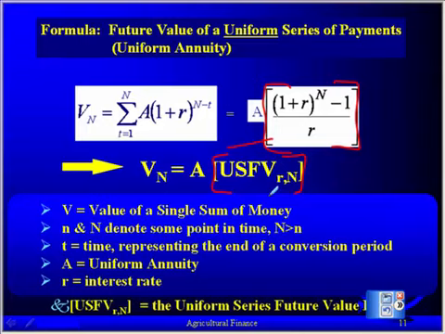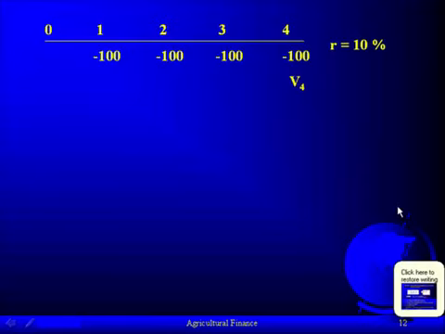But for those of you that want to remember or program this into your calculators, from now on I'm going to show the USFV factor instead of (1 plus r to the n minus 1) all over r. You can dog-ear that in your textbook or in your notes if you want to go back and see the actual arithmetic. Now let's go back to this problem.